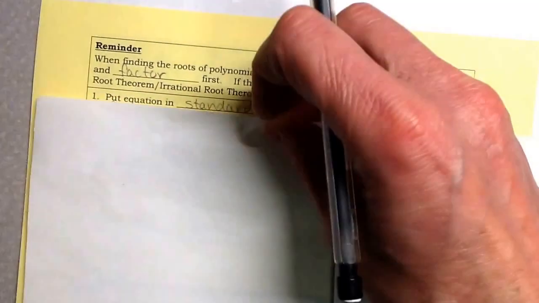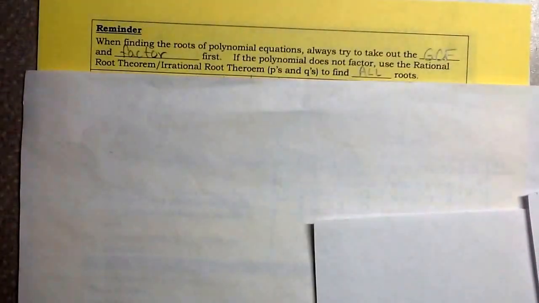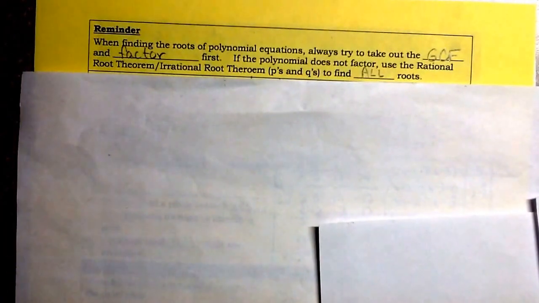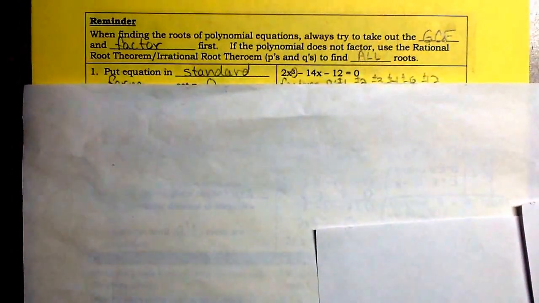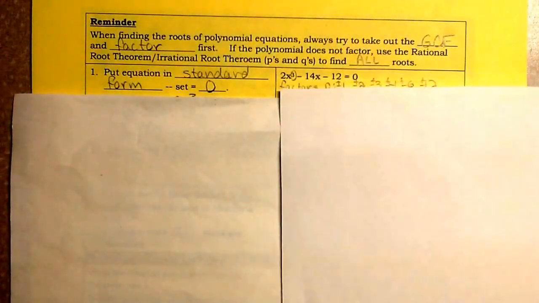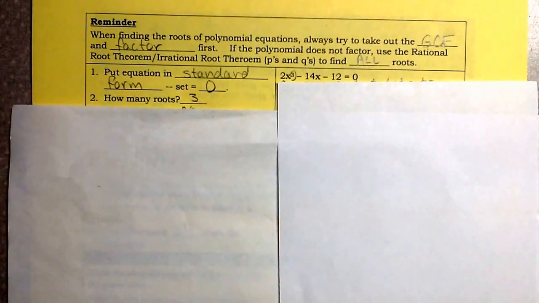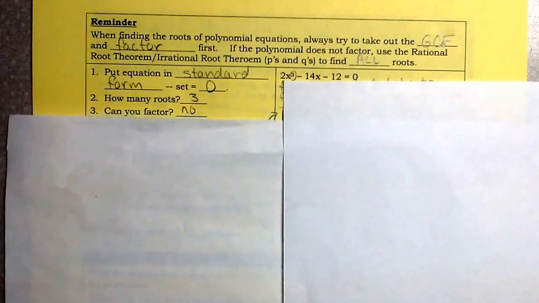All right, just a reminder, when you're finding the roots of polynomial equations, always try to take the GCF and factor first. It's going to make it much easier. If you can't, then you are going to have to use P's and Q's to find all the roots. All right, so let's look at our problem here. Step number 1 is you want to put that in standard form and set it equal to 0, and it already is. It's a degree of 3, so we should have 3 roots.